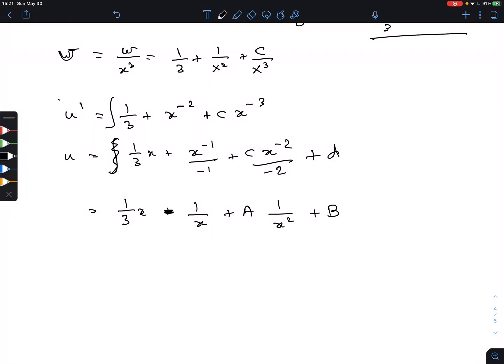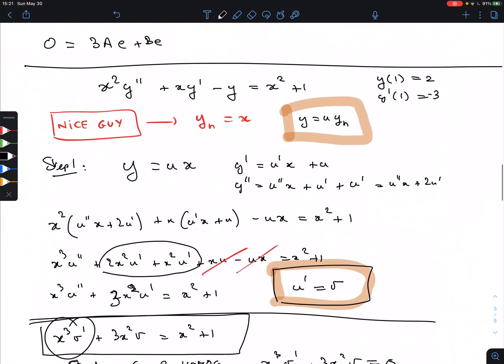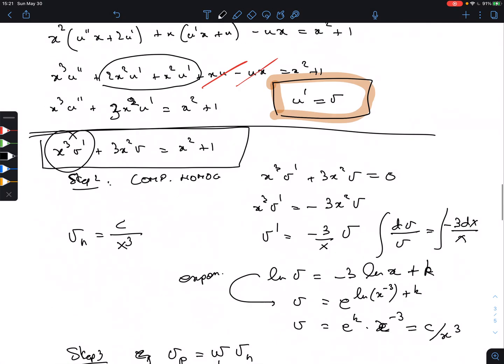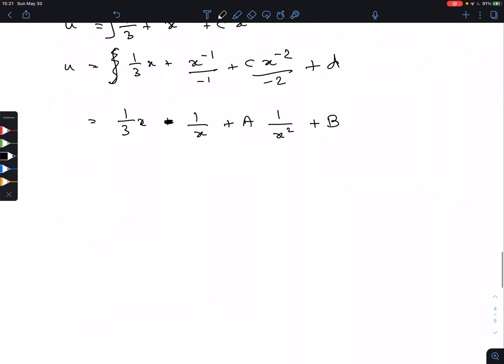So is that it? No, because where does u come from? U comes from here. So we have to multiply this whole thing with x. So y is ux, and that is 1/3 x squared minus 1 plus a over x plus bx. Okay, so now I'm right. Good. That's the general solution.